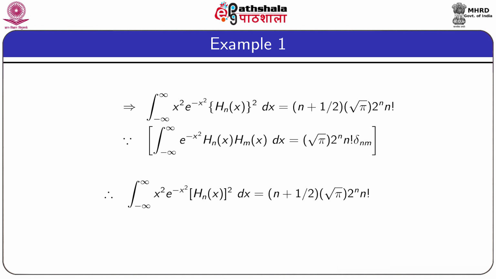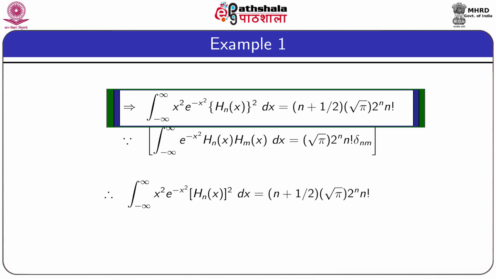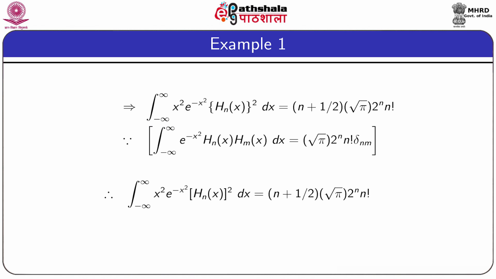And hence we conclude that integration from minus infinity to plus infinity x square e to the power minus x square H_n(x) whole square dx is equal to n plus half root pi 2 to the power n into n factorial, which is our required result.